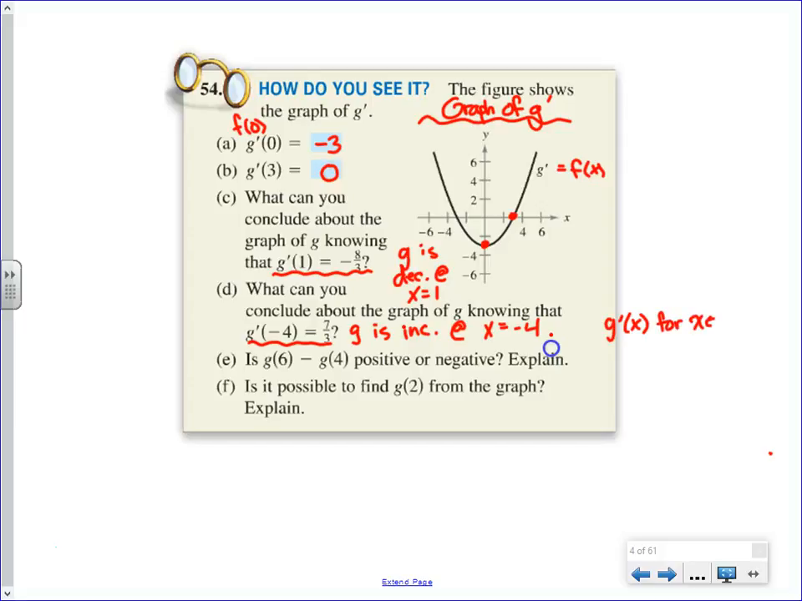We have to look at what we have. And what we have is a graph of g prime. And we have to figure out between 4 and 6, what do we know about the signs of g prime? All these y values are what? Positive. Well, if all these y values are positive, then I can say that g is doing what?